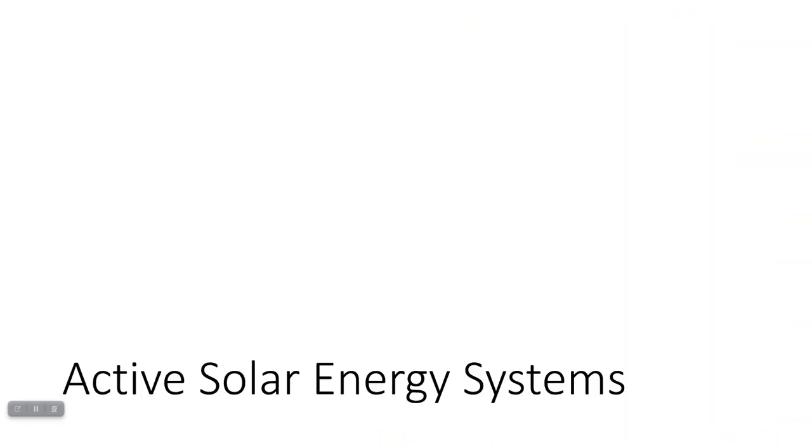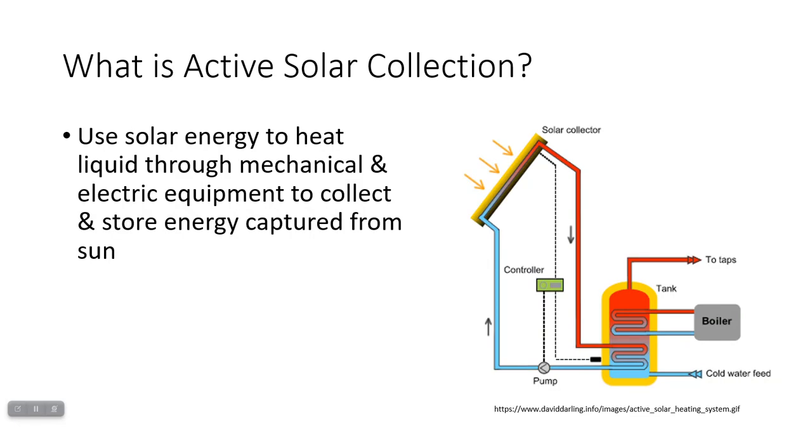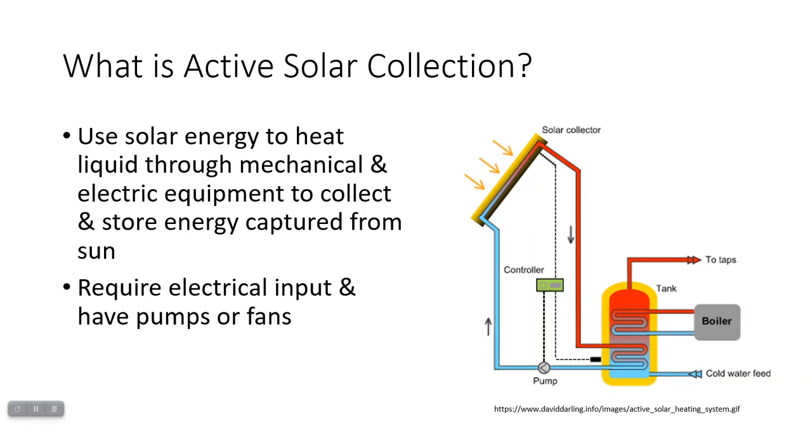Now, there's a difference between active solar power and passive solar power, which we're going to talk about here. So, active solar collection uses the heat from the sun to heat some sort of liquid, and it uses electrical equipment, mechanical equipment, and stores that energy. It has to have some sort of electrical input. Usually, it has pumps or fans that are going to be active, and you see this here, a solar collector that's being used to heat water. This would probably be for like a home's hot water heater.